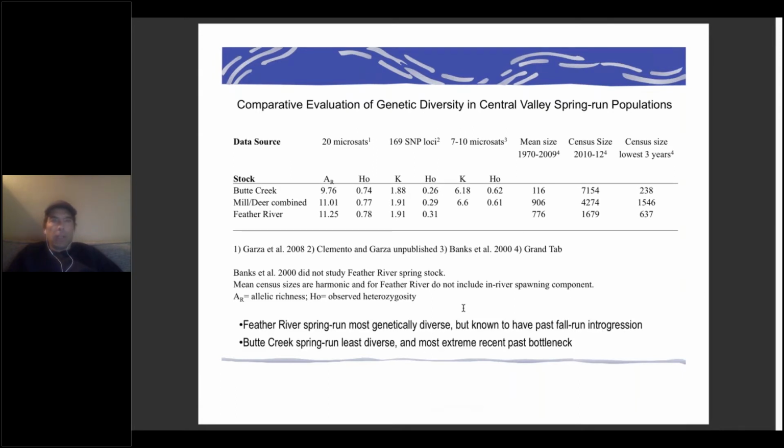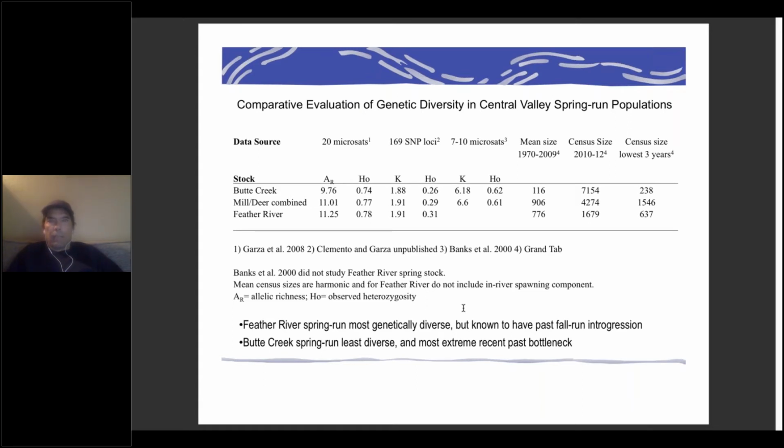And just in a nutshell, what we found is that the Feather River is genetically the most diverse of the spring run stocks by at least a small margin, but that may be at least partially because it's had a contribution from, or is maybe even primarily at the genomic level, a fall run stock. Conversely, Butte Creek is the least diverse of the stocks, even though numerically it has been the most abundant in a number of years.